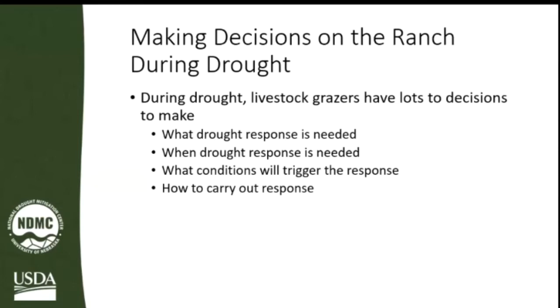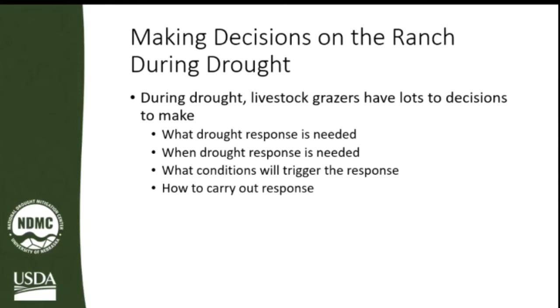drought. So as many of you in this room already know, during drought, livestock raisers have to make a lot of decisions that have serious ramifications. They need to think about what kind of a drought response really is needed in their situation and when that drought response is needed to be most effective. They might be thinking about what conditions are actually going to trigger the response. And then once they figure that all out, they need to figure out how to carry out the response.